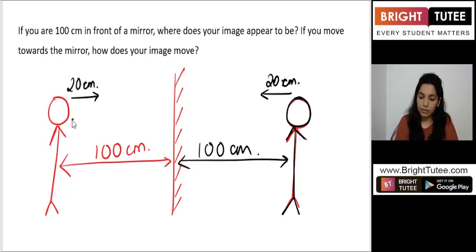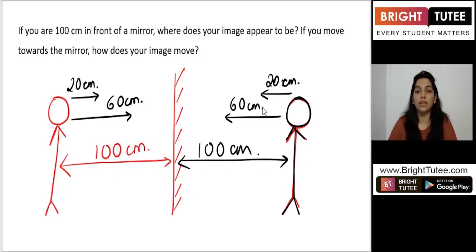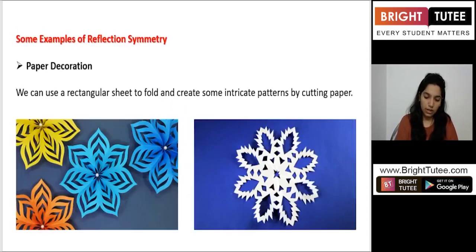And say if the person moves 60 centimeters towards the mirror, then you will notice that the image has also moved 60 centimeters towards the mirror. I hope this makes sense. Now let us move to the next question.